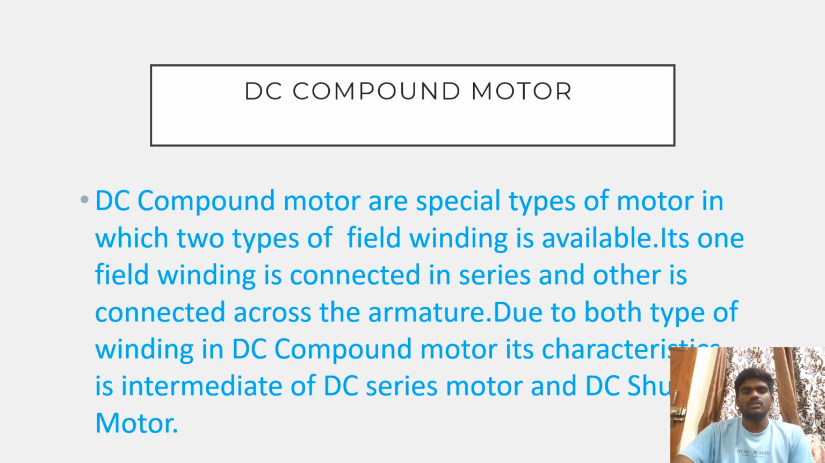Firstly, the DC compound motor is a special type of motor in which two types of field windings are available. One of the field windings is connected in series, and the other one is connected across the armature. Due to both types of windings in a DC compound motor, its characteristics are intermediate between a DC series motor and a DC shunt motor.